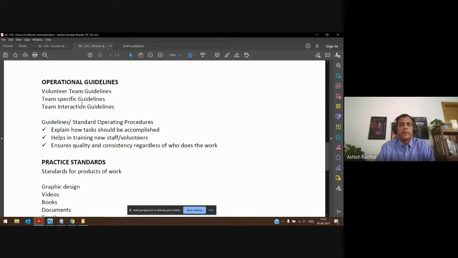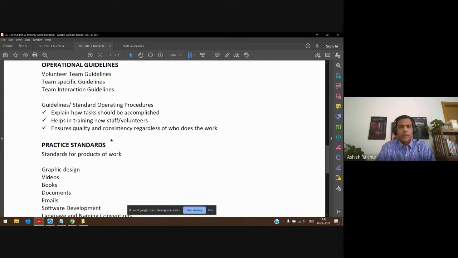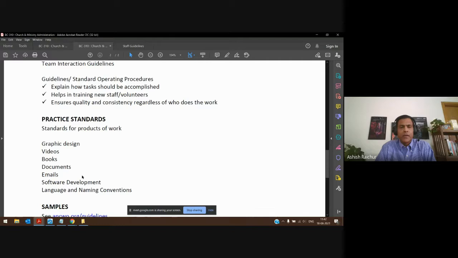Again, this all evolved over time. So, what tasks need to be done? How should they be done? And so on. Similarly, the practice standards go into a little bit more detail, like graphic design, what should go into graphic design and in our videos and our books and so on. So these things have evolved over time.